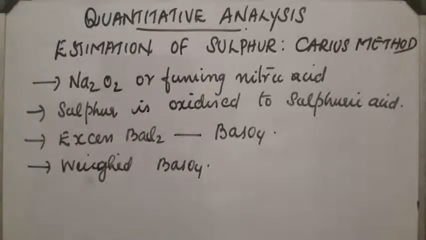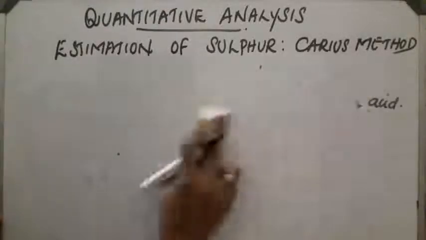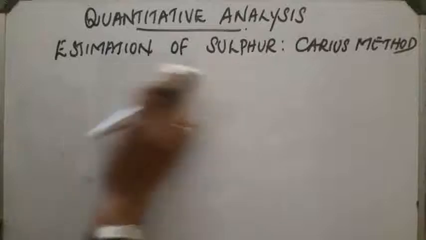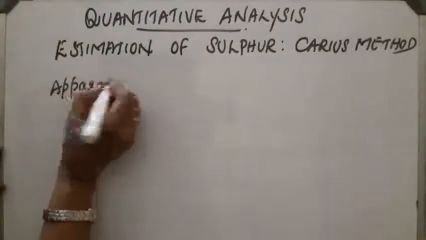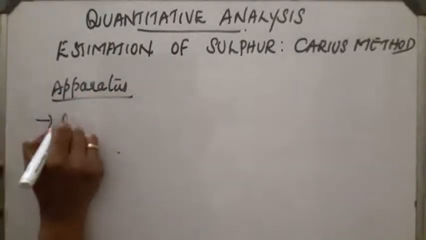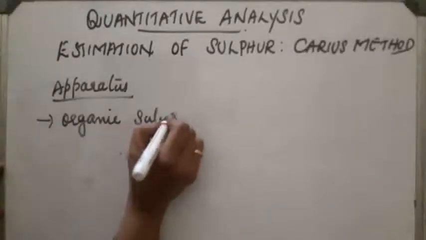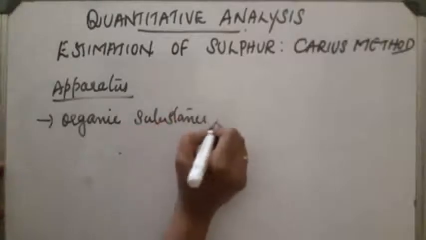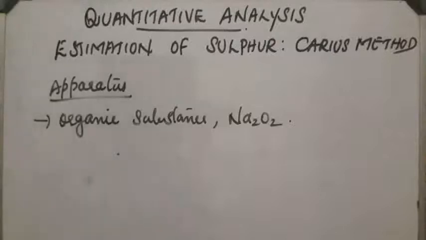Now, next is the apparatus. The apparatus consists of a Carius tube, in which we are taking the organic substance. Then sodium peroxide is added, and we are adding excess of barium chloride solution. Then we seal the tube and heat the solution.